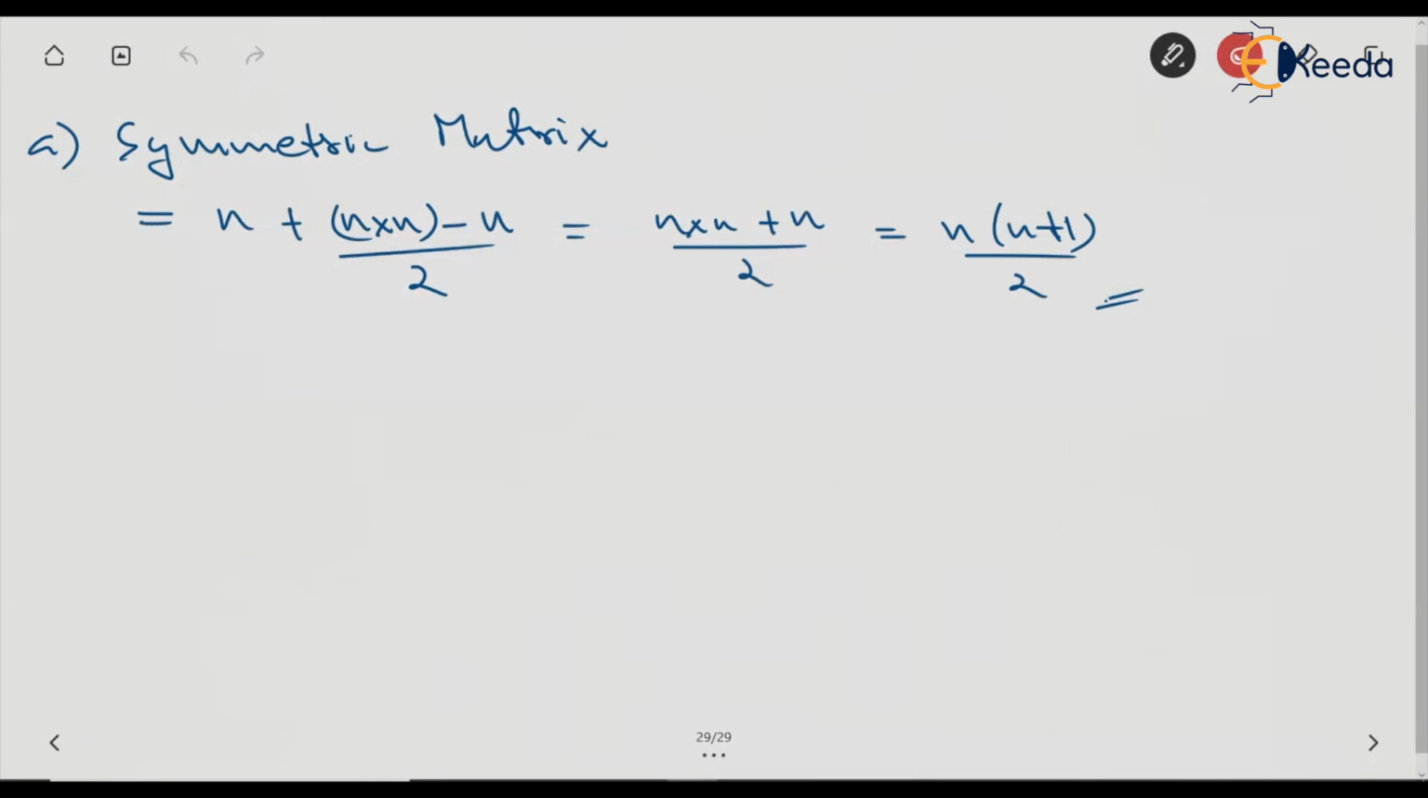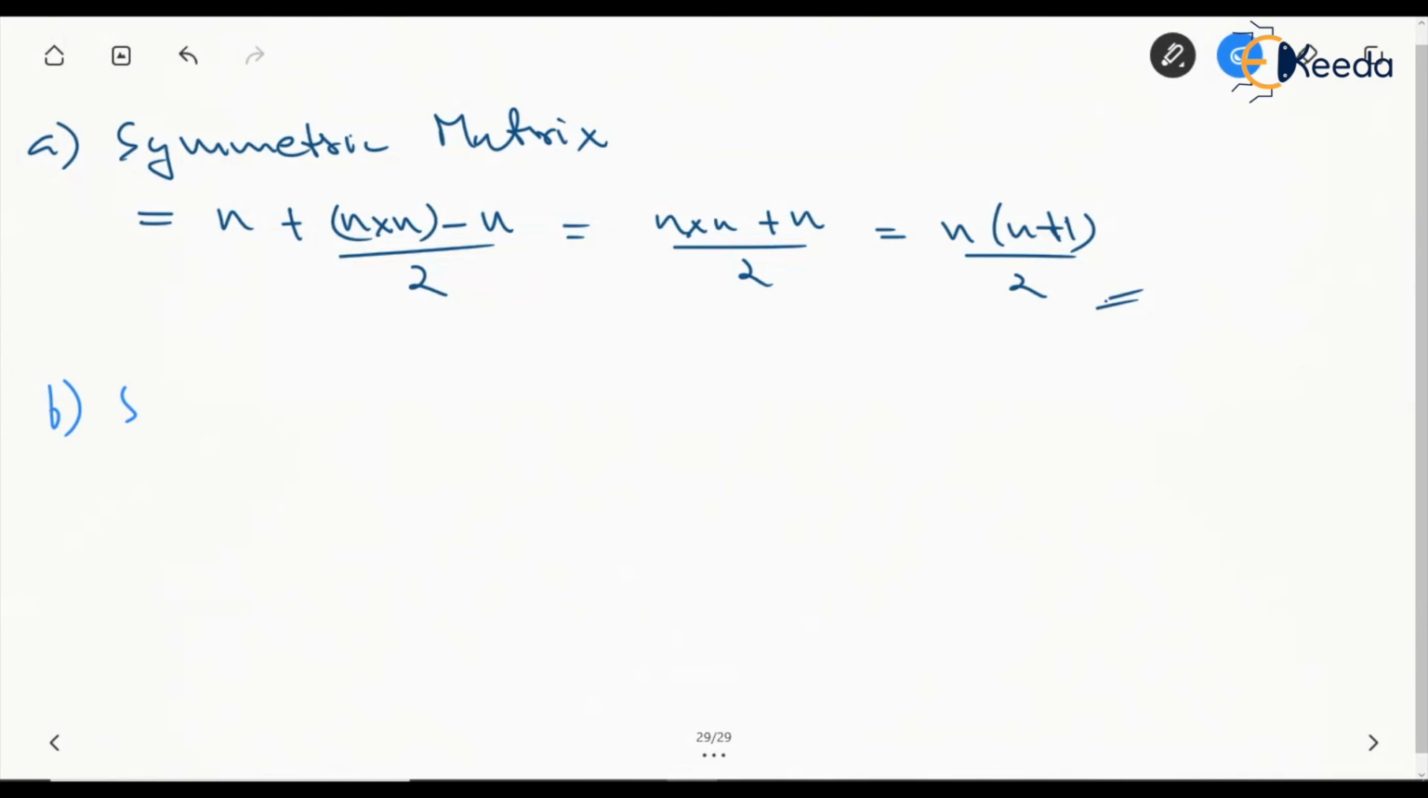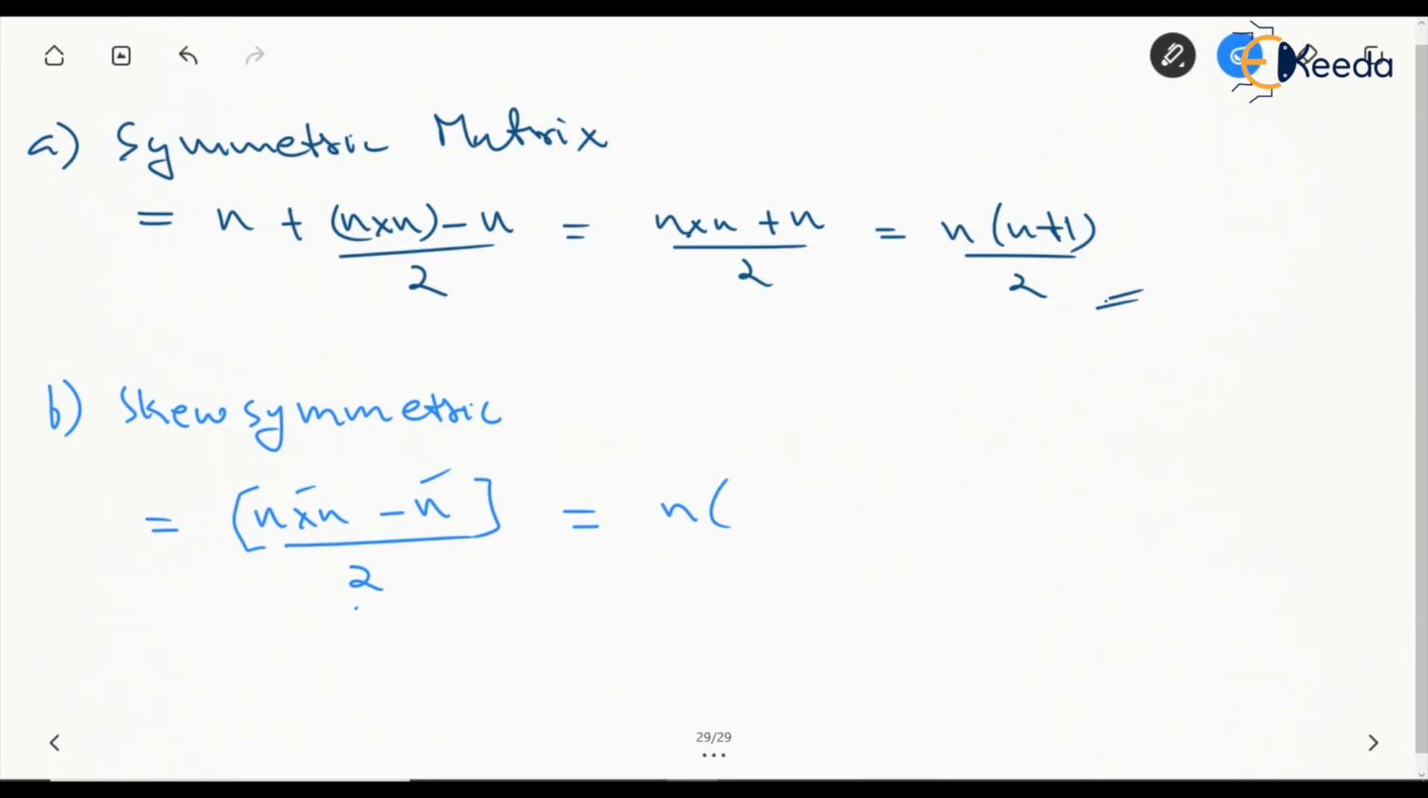So in this case, for skew symmetric, the number is going to be n into n minus n by 2, right? This is the total number of elements minus diagonal elements, so this will give the off diagonal elements, and divided by 2 because we have to choose only one half of it. So this is n into n minus 1 by 2. That's it.